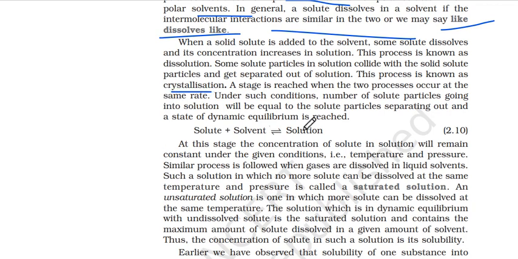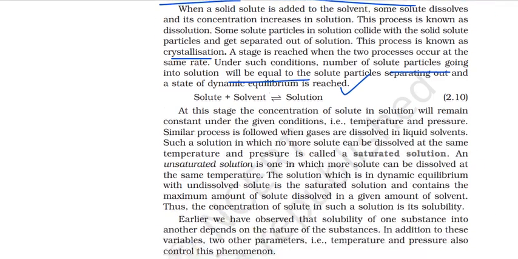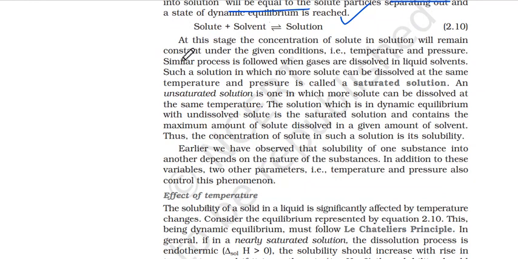A stage is reached when the two processes occur at the same rate. Under such conditions, the number of solute particles going into solution will be equal to the solute particles separating out, and a state of dynamic equilibrium is attained. Ab again, what is happening? We have solute, we have solvent, and we have a solution formed out of the two. Jitna hum yahan se solute add kar rahe, there will come a time when further solute won't be dissolved. What will happen? Wo solute clog out ho jayega aur bahar crystallize ho jayega. Yani, jitna hum solute add kare, utna hi wapas crystallize ho raha hai. This is the equilibrium stage. At this stage, the concentration of solute in a solution will remain constant under the given conditions. Temperature, pressure constant rakhenge, toh solute ka bhi jo concentration hoga, that will be constant.